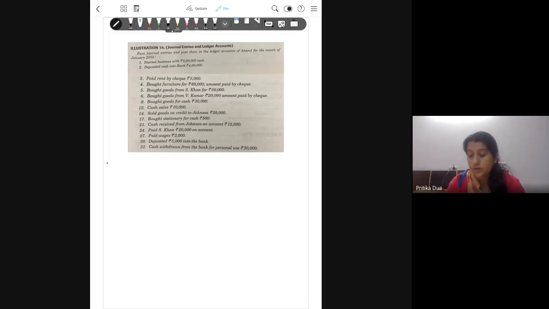so you have to pass the entries in the ledger accounts of Anand for the month of January 2012. Started business with 5 lakh cash. Okay, so what I identify here is that there are two accounts involved. One is cash, and when the owner brings in some money to start the business, then the second account becomes the capital account.